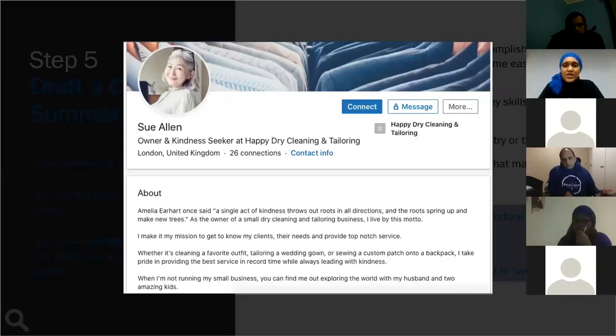So how does that look in terms of an example? We're going to go to Sue Allen, right? Sue Allen is working on her profile. She has improved a lot of things. She has a very approachable profile picture, but her background's a little bit busy, so maybe she needs to work on that a little bit. She's got a very nice headline photo because she is in the dry cleaning business, and she's got some really nice tailored, sparkling, clean clothes in her header image. She's got a customized header as well, and this is her about section.